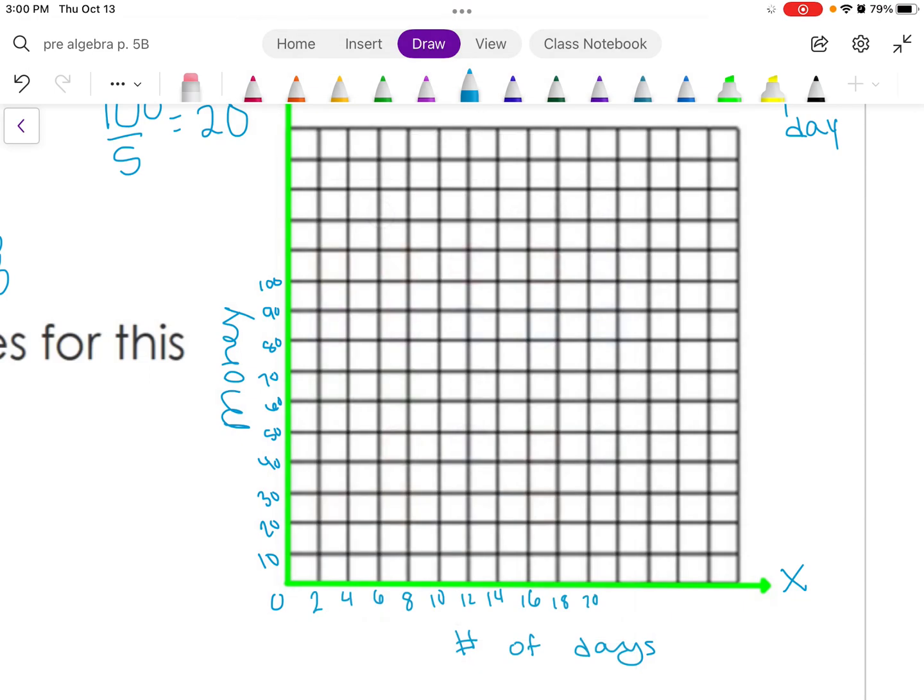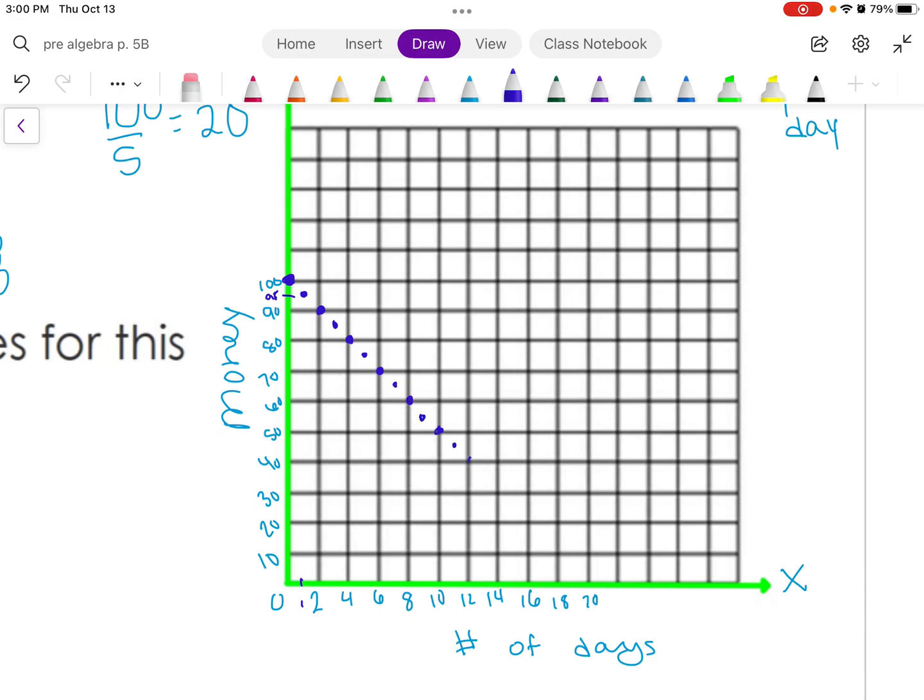And now we can graph our points. So if we buy 0 coffees, we have $100. If we buy 1 coffee, we'd have $95. So I'm just going to estimate where that is. That'd be kind of in the middle of my square. 2 coffees is $90. 3 coffees is $85. And I'm just going to follow this pattern to fill out the rest of my graph.